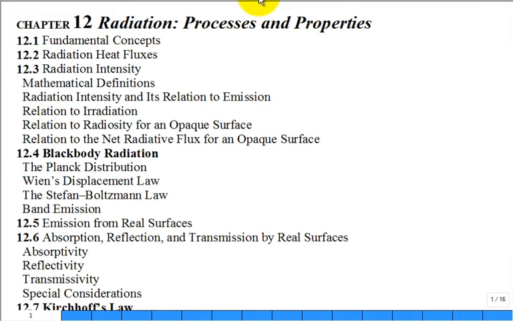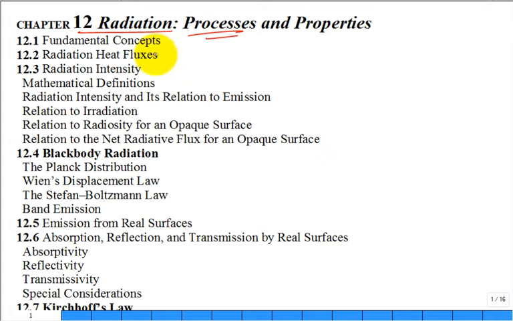All right, so this is our first lecture on thermal radiation. In chapter 12 on thermal radiation, it's all about understanding the processes and some of the properties. Then when you get to chapter 13, it's thermal radiation as engineers solve, predict, and make calculations. This is more theory and background.